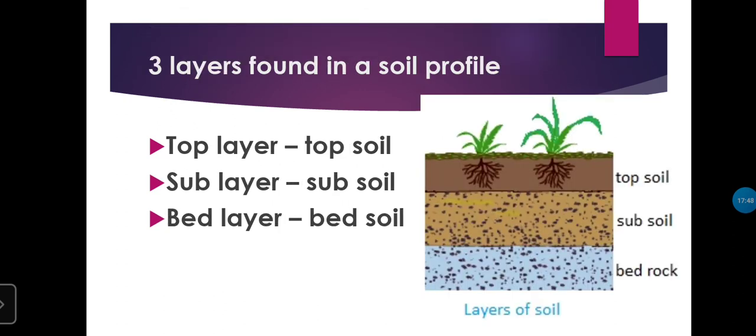Now we know there are layers we can find in the soil profile. What are the 3 layers we can find in a soil profile? Top layer or the topsoil, sublayer or the subsoil, and the bed layer or the bedrock. You can see a picture of the 3 layers found in a soil profile: topsoil, subsoil, and bedrock.